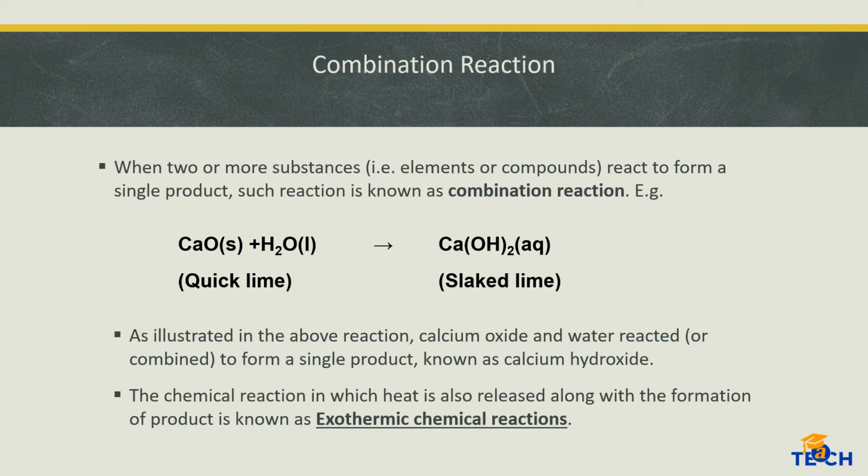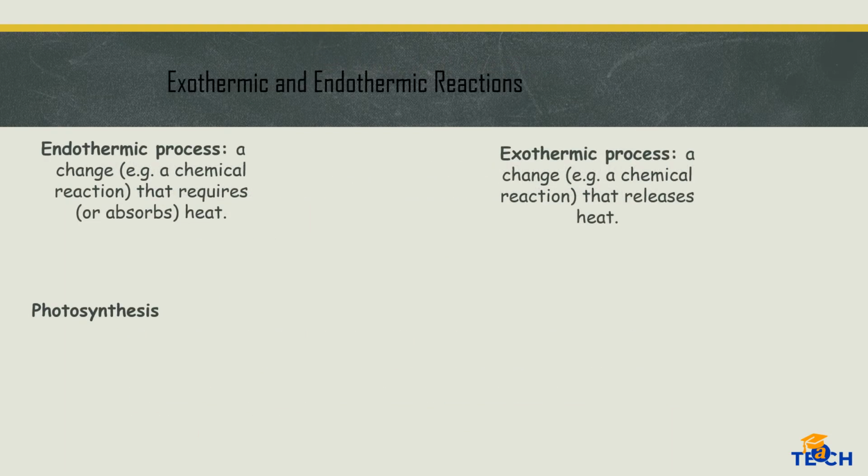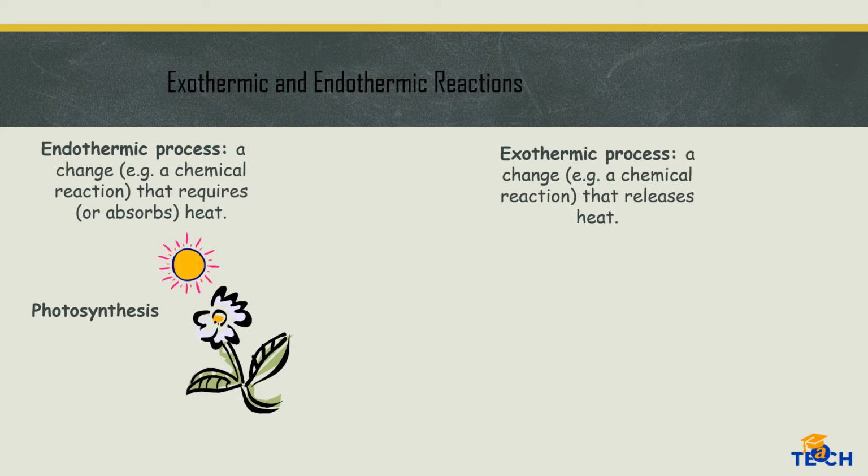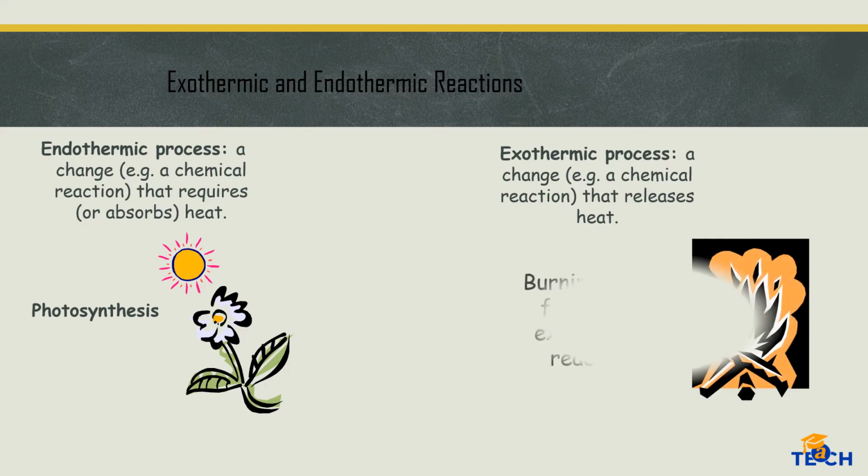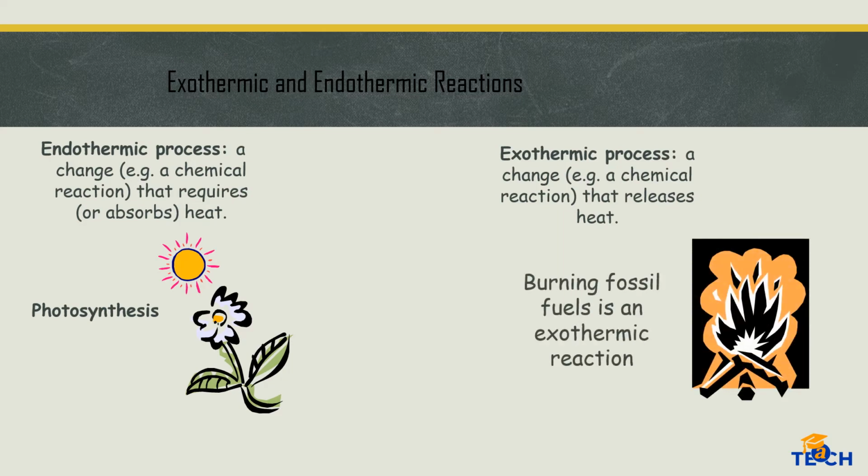The chemical reaction in which heat is also released along with the formation of product is known as an exothermic chemical reaction. Exothermic and endothermic reactions. Endothermic process: a change, for example a chemical reaction, that requires, or absorbs, heat. Photosynthesis is an endothermic reaction, requiring energy input from the sun, while an exothermic process is a change, for example a chemical reaction, that releases heat. Burning fossil fuels is an exothermic reaction.